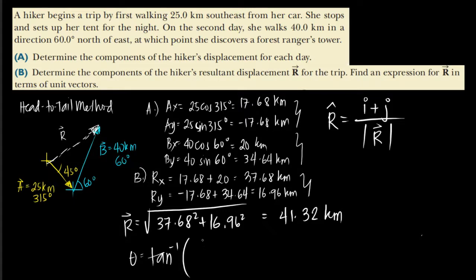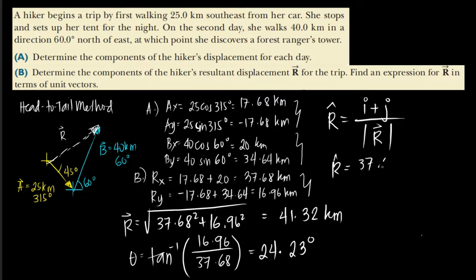So, arctangent, 16.96 over 37.68. So, arctan, we have 24.23 degrees. Okay. So, supposedly guys, our unit vector should point towards 24.23 degrees. Now, our unit vector is solved like this. 37.68i plus 16.96j all over ang magnitude solve naton 41.32.